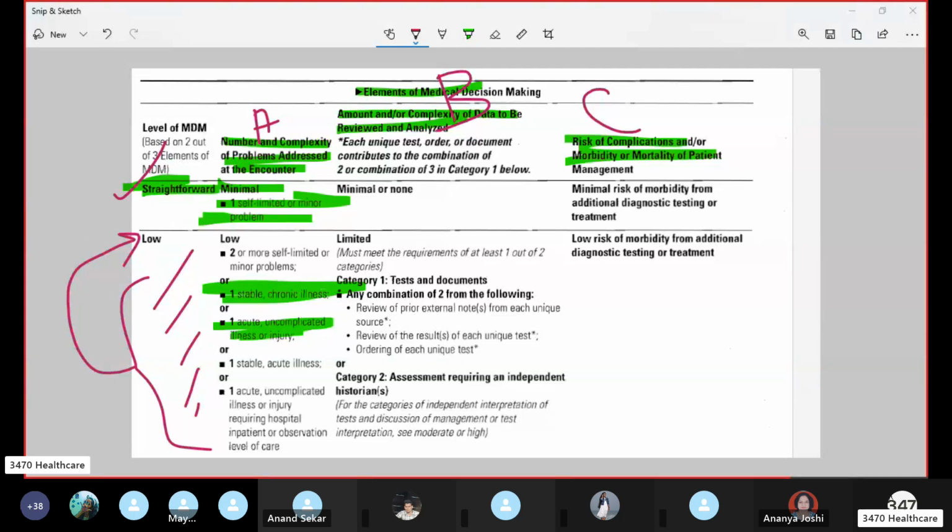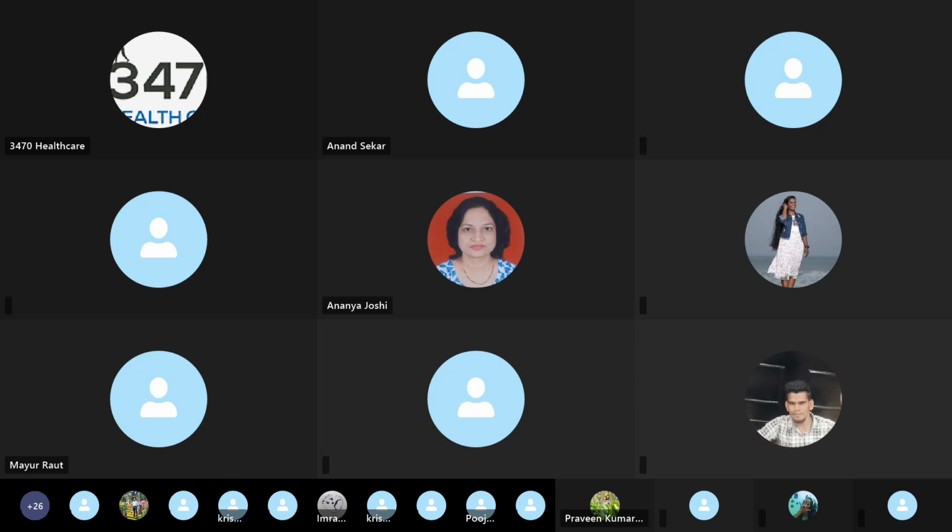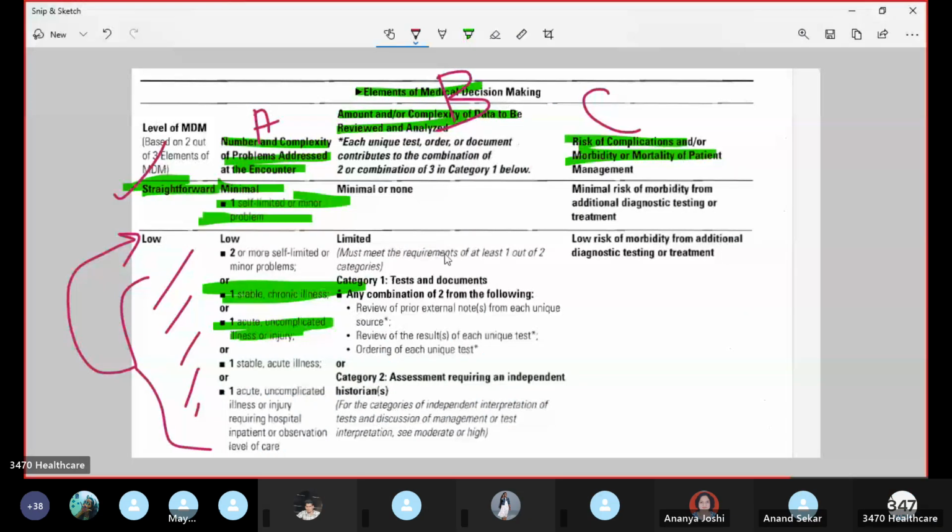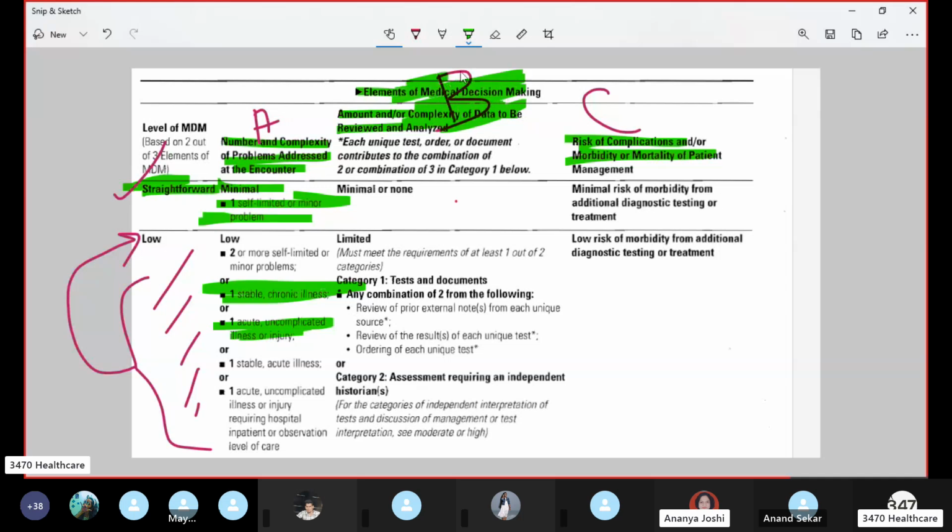Okay. So everyone clear with this? Low points under the A table. Next, we have the B table. Under limited, when you have to go. Limited means it's a low final level MDM. So limited, when we need to go.